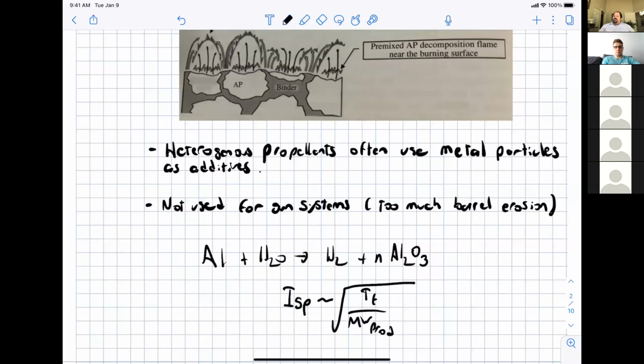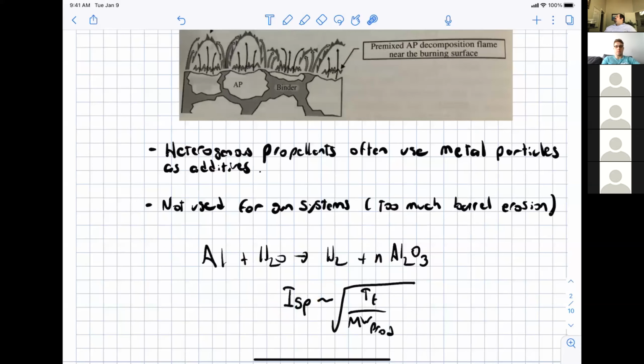So what the aluminum particles do is they add chemical energy to the system, so they increase the flame temperature. But in their gas phase combustion products, they take a fairly heavy water vapor and convert it into very, very light hydrogen. And so they simultaneously increase the flame temperature and decrease the molecular weight of the products. Both of those act to increase the specific impulse.